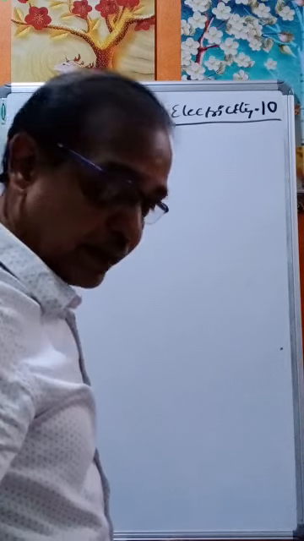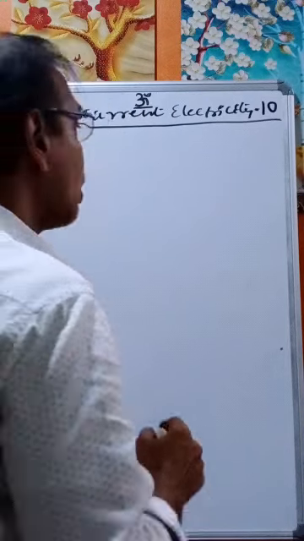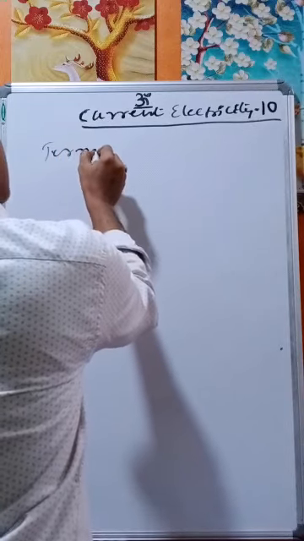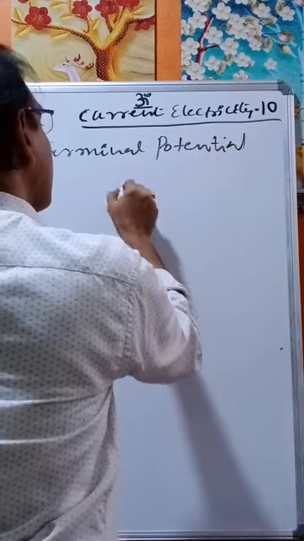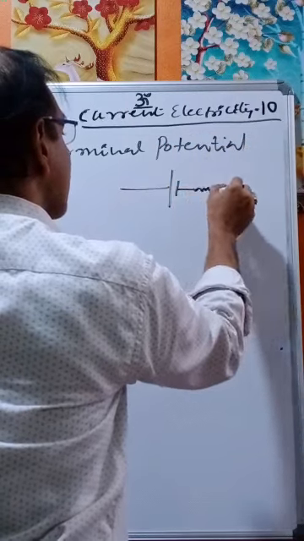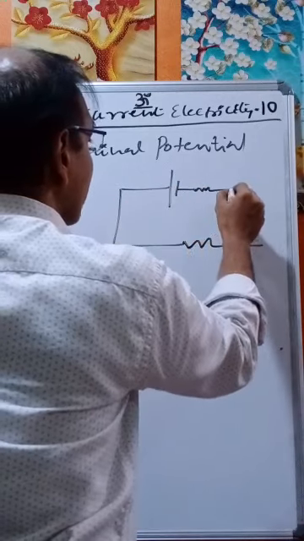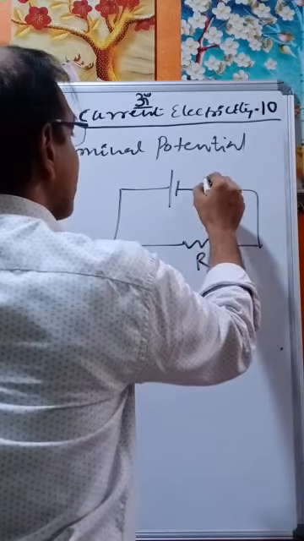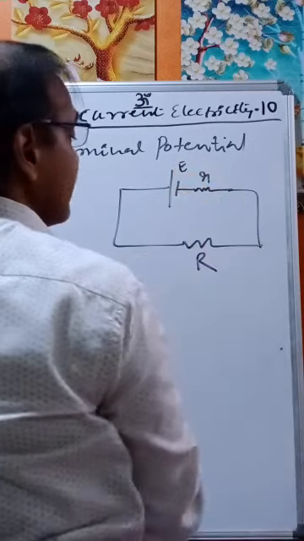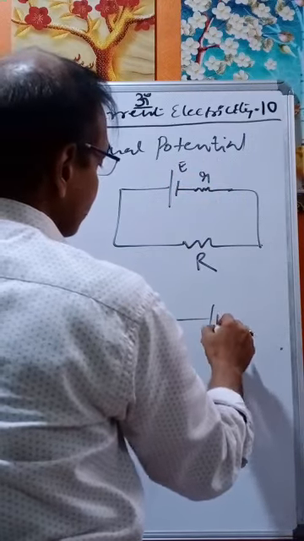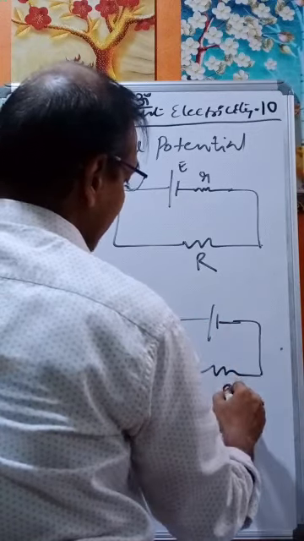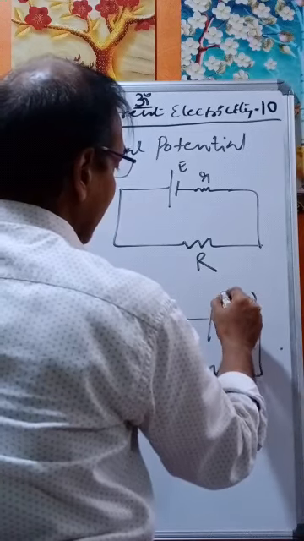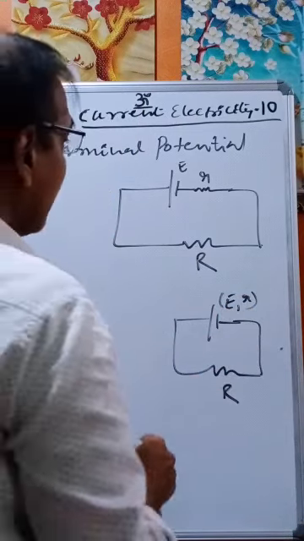Now, what is the terminal potential and lost voltage? Terminal potential means, this is the cell, this is the internal resistance r, and this is the external load resistance R. This is capital R, this is small r, and this is the EMF E. We can also take it like this, simply like this. This is R, this is E and r.